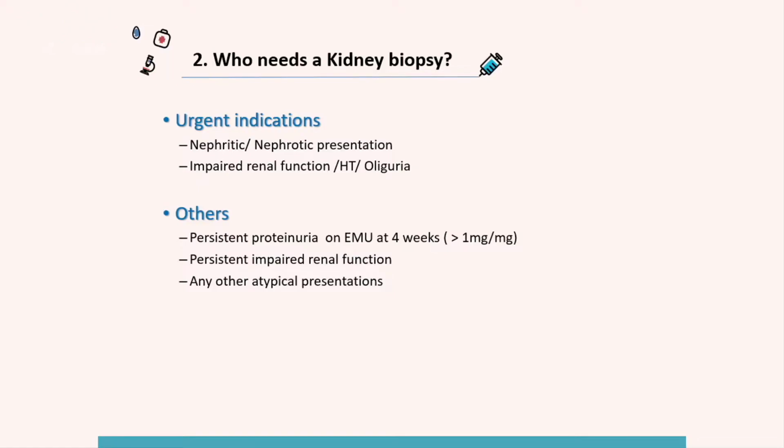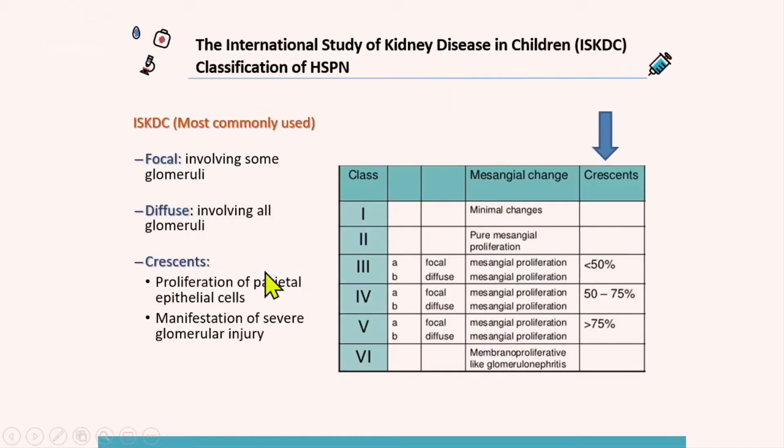Well, obviously, if the patient has a nephritic or nephrotic presentation, or impaired kidney function, then these patients would need a pretty early kidney biopsy to determine the histology and hence see whether or not other treatments will be indicated. And others will be patients with a more indolent course. So say if they have persistent proteinuria beyond 4 weeks of treatment, the first-line treatment usually being ACE inhibitor. And patients with persistent impaired kidney function and any other atypical presentations.